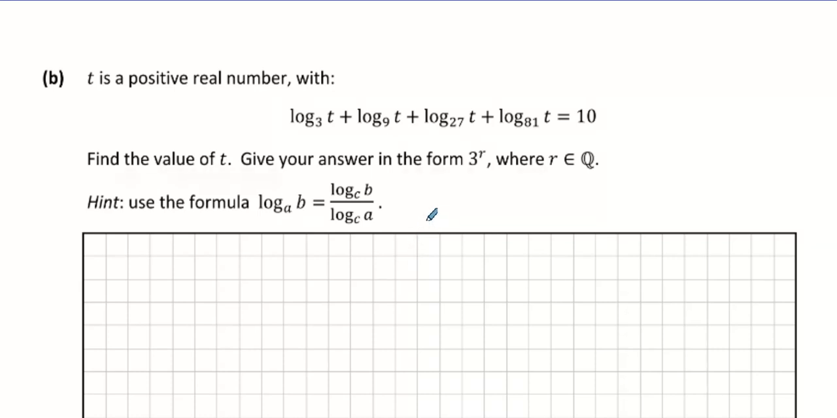We're going to use the change of base formula because they all have different bases. See the 3, the 9, the 27, and the 81. They even gave us the hint. They even told us what to do. Okay, so here's what we're going to do. I'm going to keep changing these around, okay?